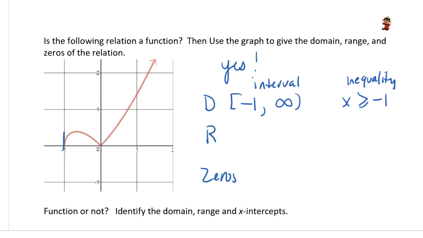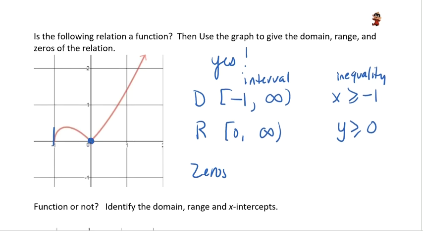Next, our range. The smallest y value we see is 0. It's including it, and then it goes up forever. So we'll say 0 to infinity, including the 0, or we can write y is greater than or equal to 0 in inequality notation. My zeros are where we're crossing the x-axis or touching the x-axis, and it happens twice, once there and there. So (-1, 0) and (0, 0). Take a moment and finish off the last couple problems on this page.